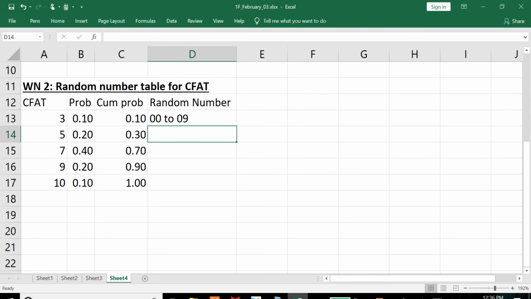Then 10 to 29, 32, 69, 72, 89, 92, 99. Any doubts on this? The ranges are 00 to 09, 10 to 29, 30 to 69, 70 to 89, 90 to 99.